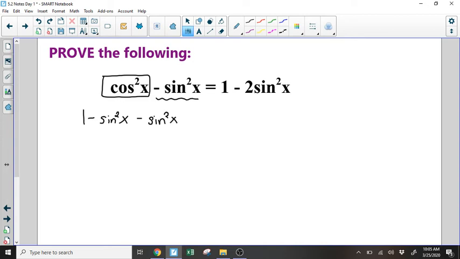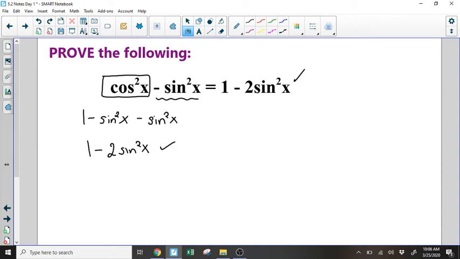And so then I see that I've got like terms. Sine squared and sine squared are like terms, like an x and an x. And so if I have a negative 1 sine squared minus 1 sine squared, that is a negative 2 sine squared x. And actually, we are already done because that matches the right-hand side of the equation.